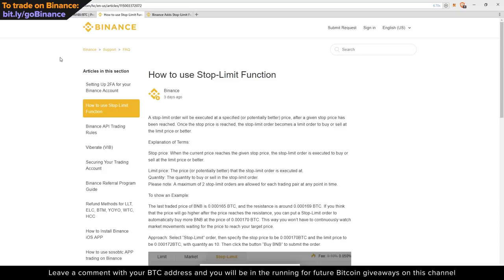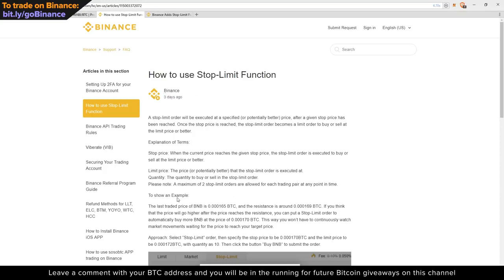And I'm also going to talk about how you can use a stop limit to your advantage as a trader, whether that be on Binance or on another exchange like Bittrex that has a similar functionality. I believe on Bittrex it's called a conditional order, but it's all the same stuff. So first of all, this functionality was added to Binance 3 days ago, as you can see here.